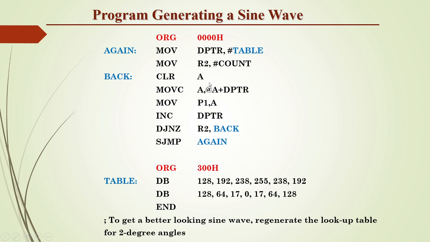Again, clear the content of accumulator. Now MOVC A, @A+DPTR. Now the content of DPTR is 301. So the value at location 301 will be loaded into the accumulator, and that is nothing but 192. So this will be sent to the DAC. Again DPTR will be incremented. This will repeat up to the last value that is sent to the DAC. In this way, by repeatedly sending these values, we get the sine wave.